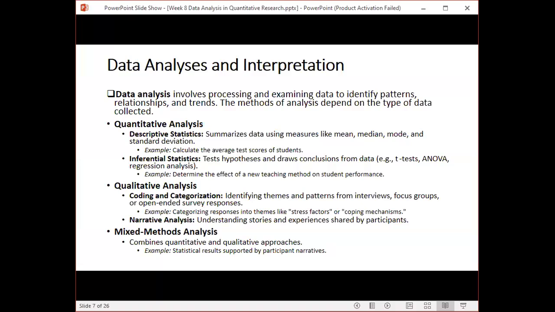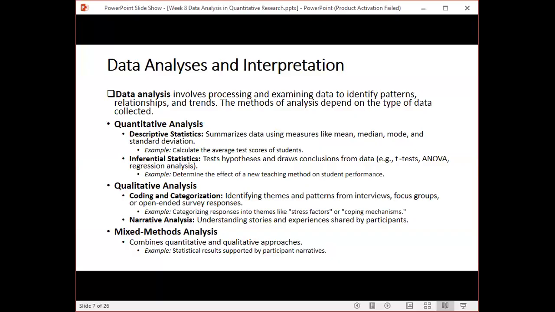Okay, so let's look again at data analysis and how we do these sorts of interpretations, right? So once you are doing the analysis, your whole point is to be able to interpret. After you have examined, you've seen the patterns in the relationships, the trends, the data. And it depends on whether you are doing a quantitative analysis or qualitative analysis.